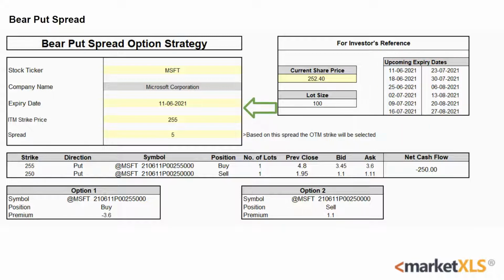In the money strike price for put is $255, and we bought 1 in the money $255 put option and sold 1 out of the money $250 put option contract of Microsoft. In this case, we've built the net debit strategy and paid $250 to enter into the trade, which is reflected in the net cash flow section.